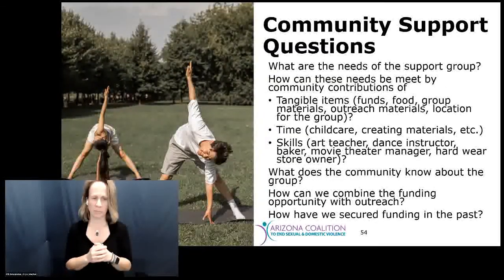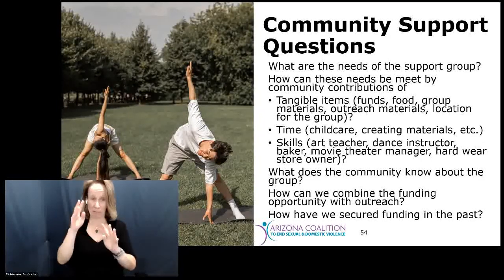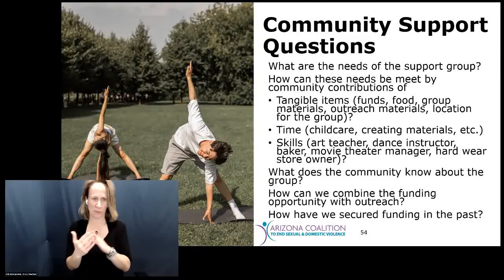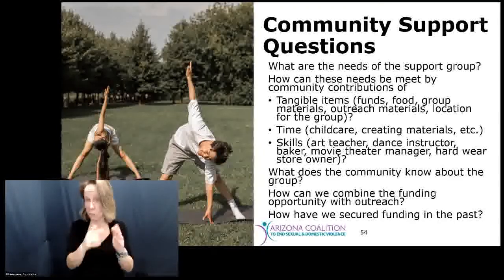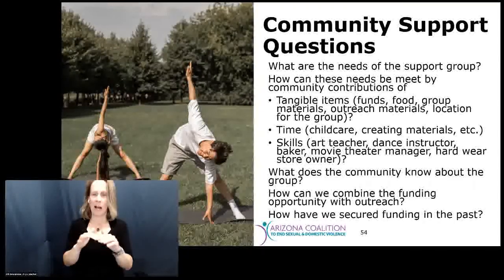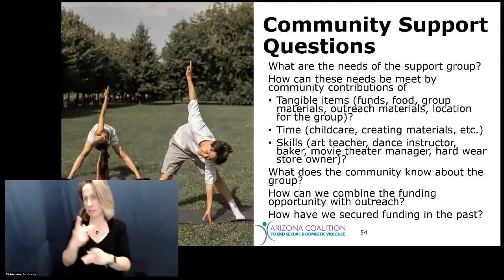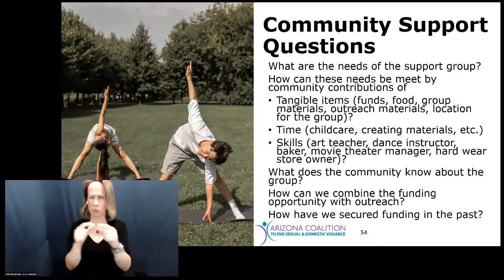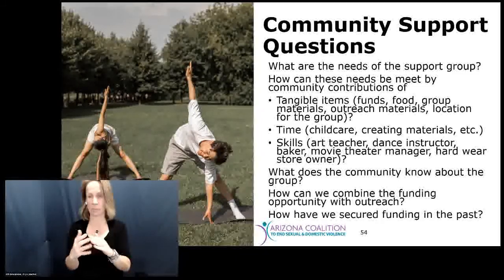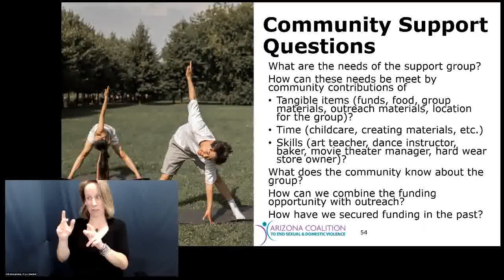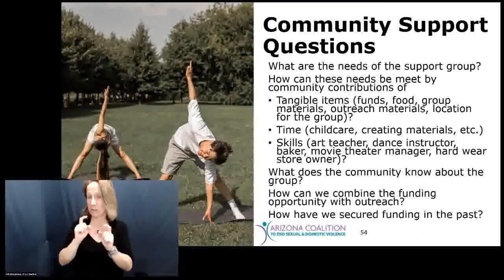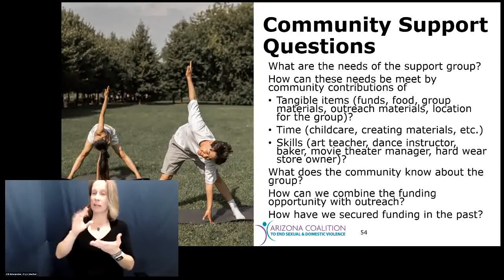And this is where we really get creative about those community asks. What are some tangible items that can be donated? Maybe that's movies, maybe that's games. How can survivors or community members donate their time, right? Maybe they can create some of the materials, maybe they can do the childcare. How is this support group engaging the community? How can we combine the funding opportunity with outreach, right? So maybe someone offers to donate t-shirts to us and we put their logo on the back of it, right? So we got the t-shirts that we needed and they got the free advertising opportunity.